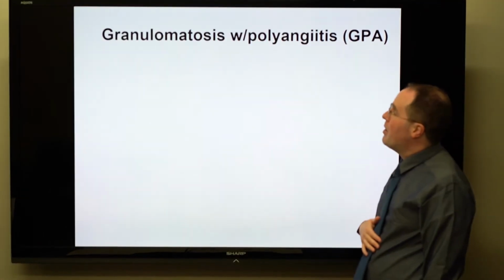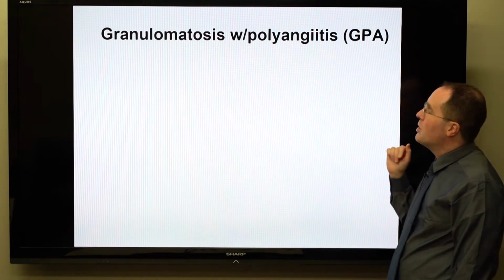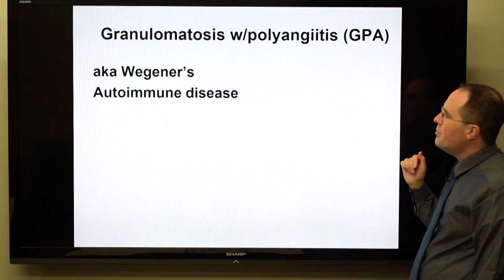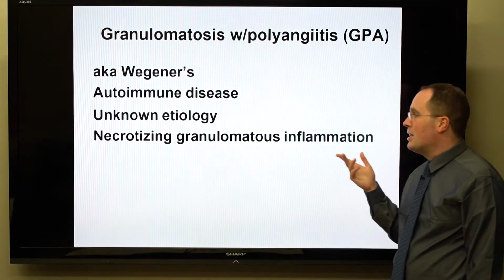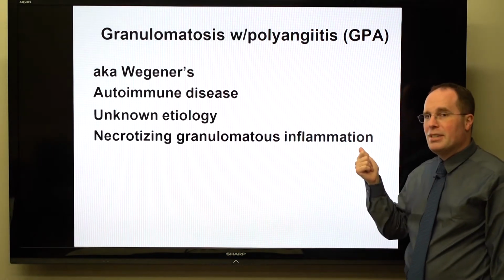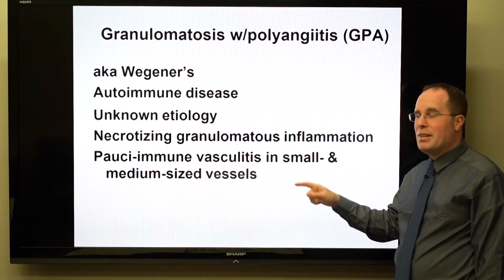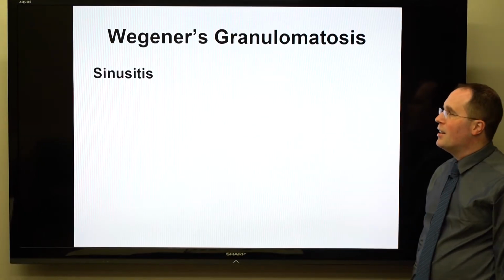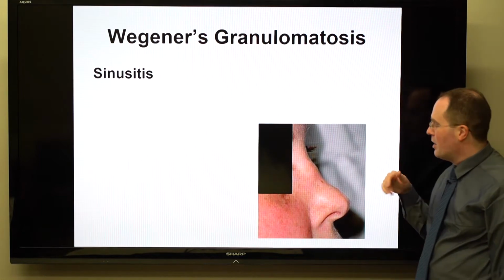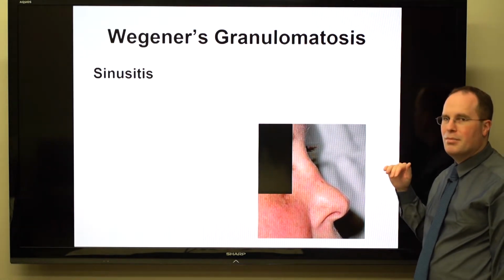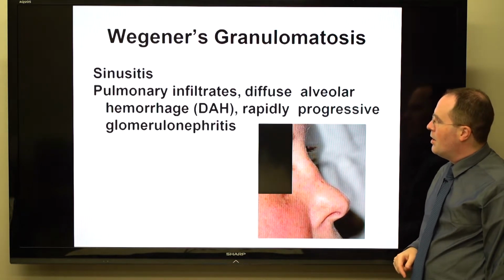So now we're going to talk about GPA, also known as Wegener's granulomatosis with polyangiitis. This is an autoimmune disease with an unknown etiology. It's characterized by necrotizing granulomatous inflammation, pauci-immune vasculitis, and small and medium-sized vessels. And a very common manifestation is sinusitis. So what they often call saddle bridge sinusitis, because there's, I guess, a little saddle here on the nose.